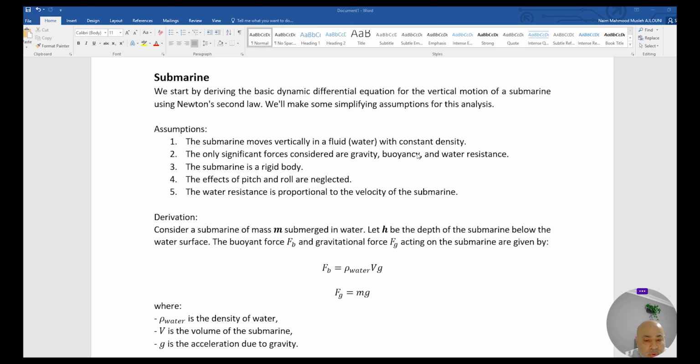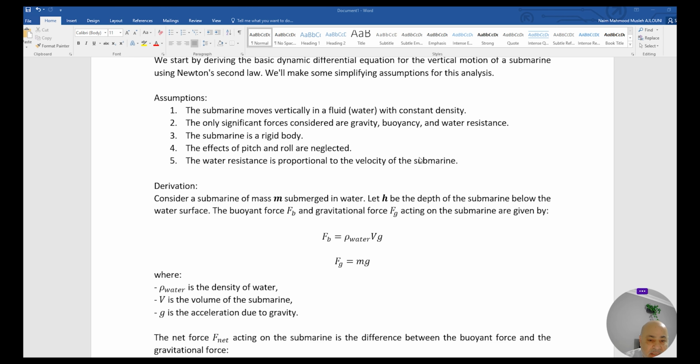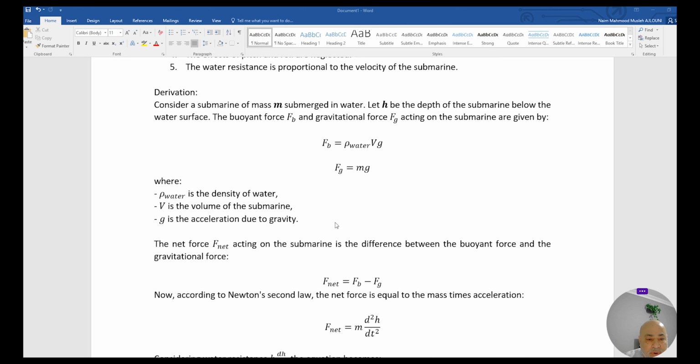Now, you also need to understand what I mean by the buoyancy force. The buoyancy force is equal to the density of the water multiplied by the volume of the submarine multiplied by gravity. And the gravitational force is given as F equal to mass times gravity. These are the actual equations which we have.